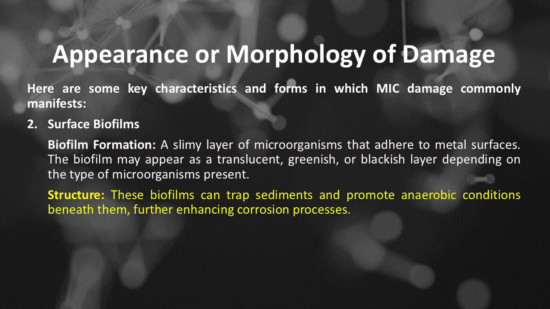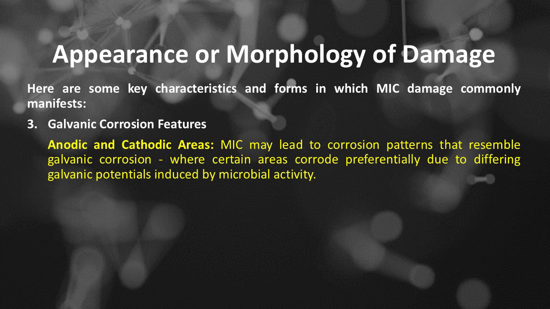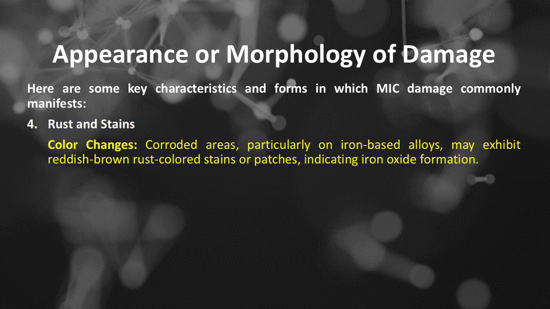Structure: these biofilms can trap sediments and promote anaerobic conditions beneath them, further enhancing corrosion processes. Number 3 is galvanic corrosion features. Anodic and cathodic areas, MIC may lead to corrosion patterns that resemble galvanic corrosion, where certain areas corrode preferentially due to differing galvanic potentials induced by microbial activity. Number 4 is rust and stains. Color changes: corroded areas, particularly on iron-based alloys, may exhibit reddish-brown rust-colored stains or patches, indicating iron oxide formation.